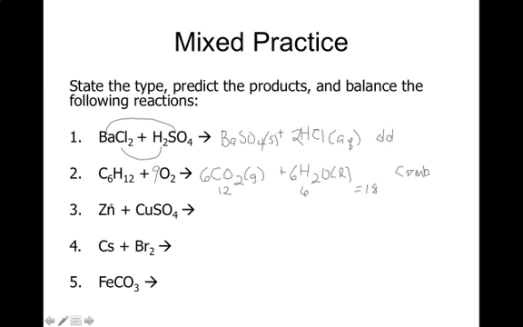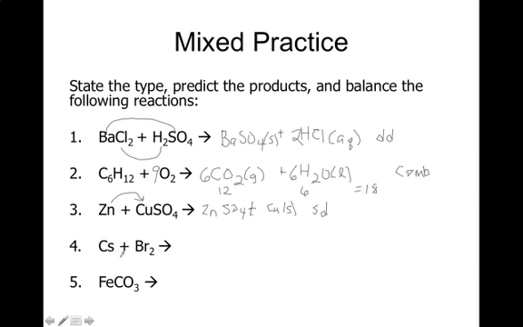Okay, here this is going to be an element reacting with a compound, so zinc is going to come in and replace copper, so you get zinc sulfate, and we're going to get copper solid. So that is a single displacement reaction.